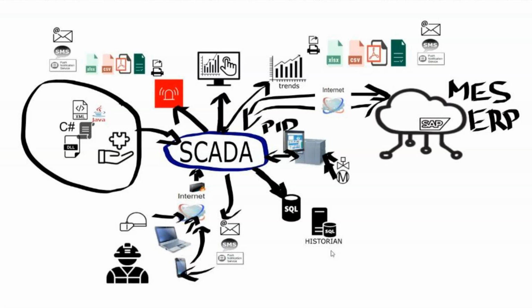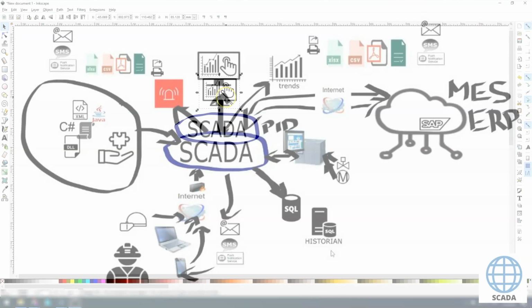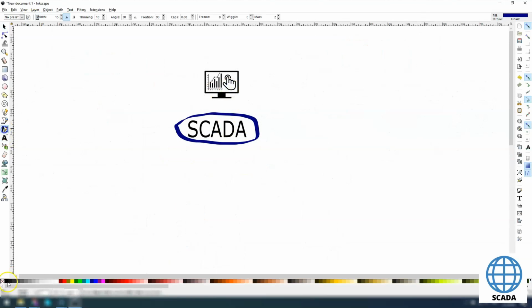SCADA system, we need some functionality. The first one is the operating, so we have the visualization for the operator, and this operator can operate with industry process or production using this HMI windows to make some set points, some changes in production.